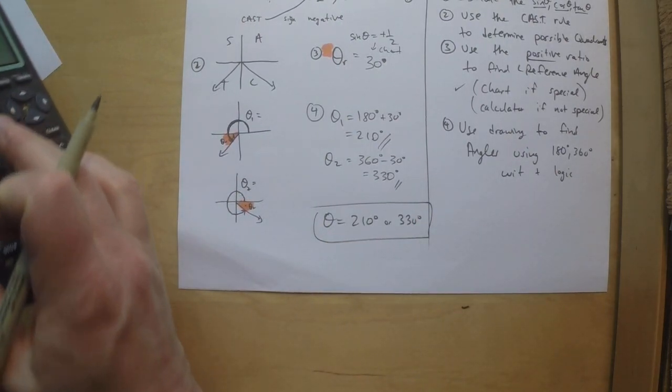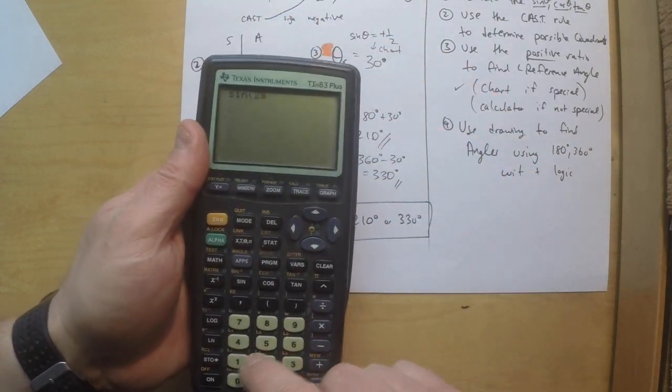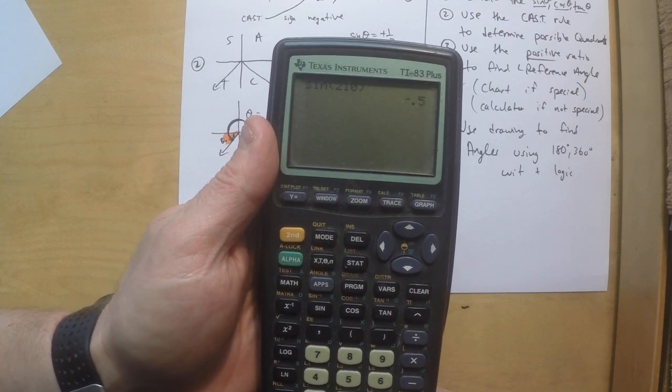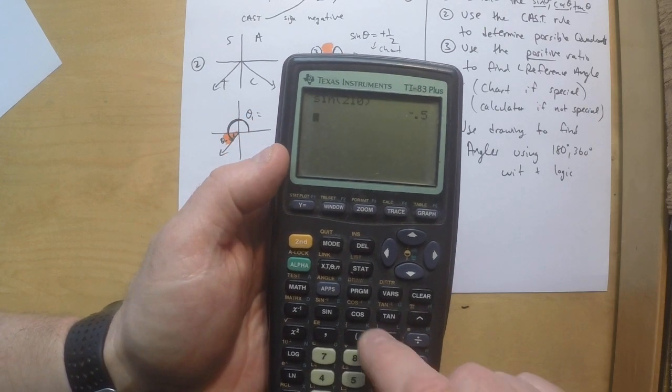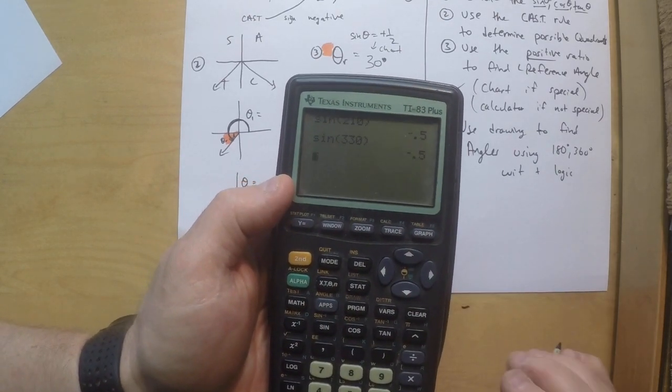And then if I was really concerned, I might check with my calculator. Let's check it. Is sine of 210 degrees? It better give me negative 0.5 or I can go home. Well, I'm already home, so it doesn't matter. Or let's see, sine of 330. Yep, negative 0.5. There's the answers.